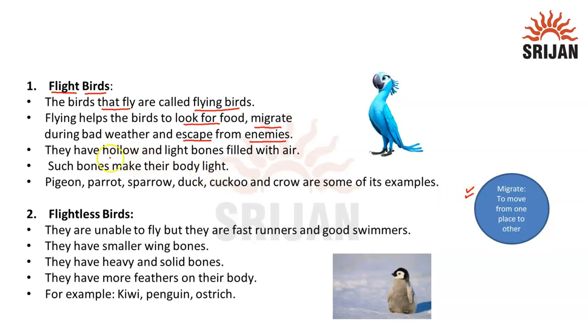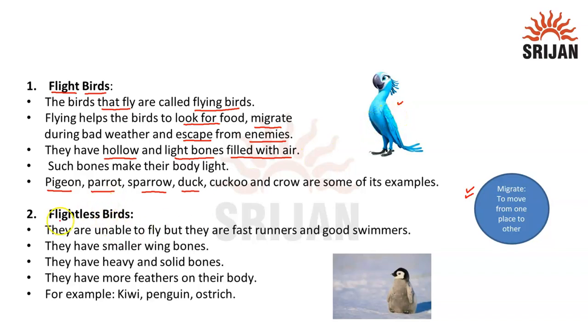Further, these birds have hollow and light bones which are filled with air because they need to fly, and for flying their body needs to be light. That's why their bones are hollow. Some examples of flight birds are pigeon, parrot, sparrow, duck, etc. And here is a cute picture of the parrot from the movie Rio. You must have watched that movie.